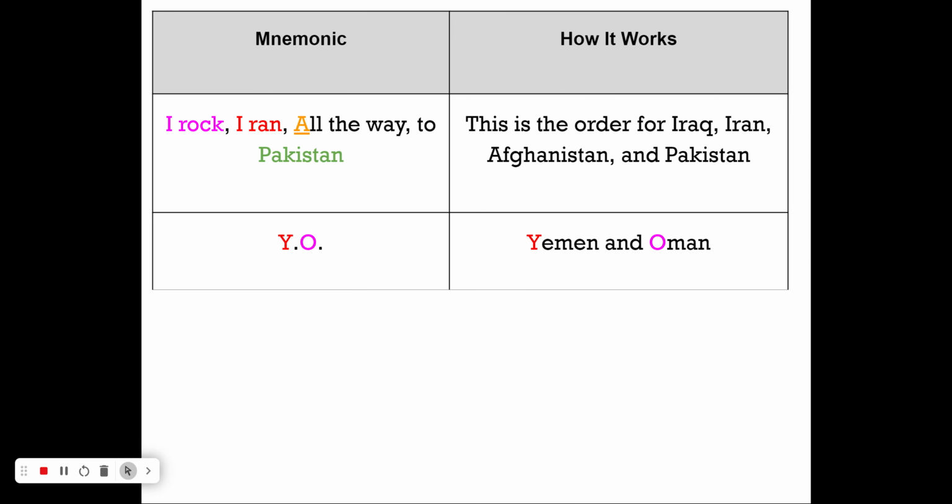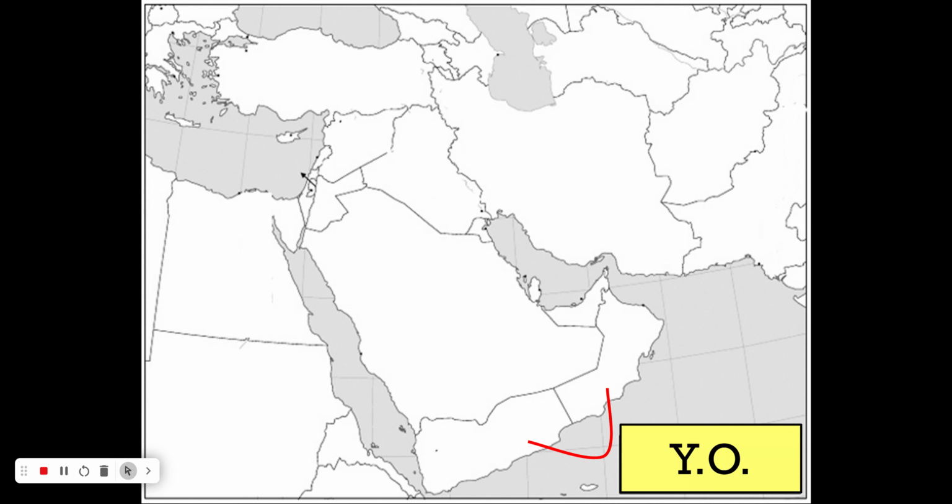So flip your document back over to the modern Middle East map. And down here at the southern tip of the Arabian Peninsula is the country of Yemen and the country of Oman. And if you take the first letter of each country, you get the greeting Yo. So when you go to take your map quiz, write Yo out in the Arabian Sea like you see pictured here. And that will help you remember that at the southern tip of the Arabian Peninsula is the country of Yemen and Oman.